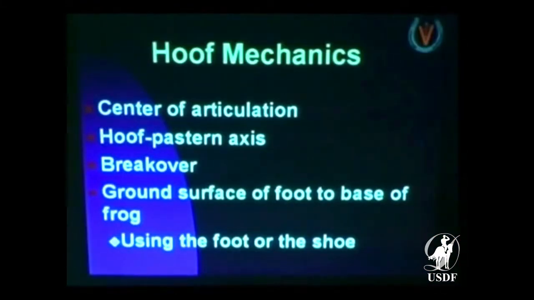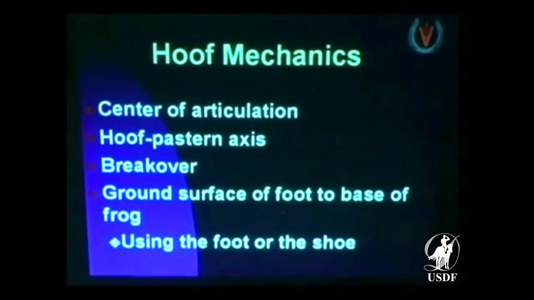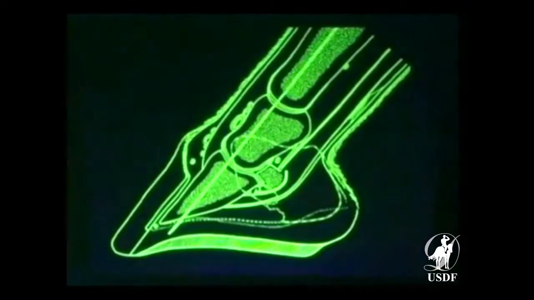So we may be thinking again, and what we're going to finish off here with is the center of articulation, hoof pastern axis, where our breakover is, and especially the ground surface of the foot to the base of the frog. In other words, if we can't trim it to the base of the frog, we can bring our shoe to the base of the frog. We can get it one way or another.